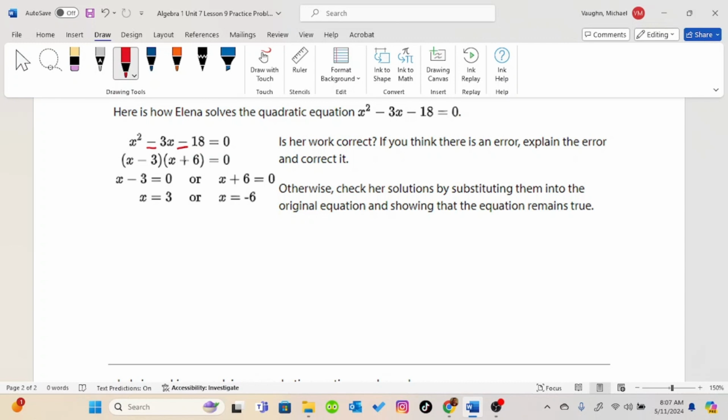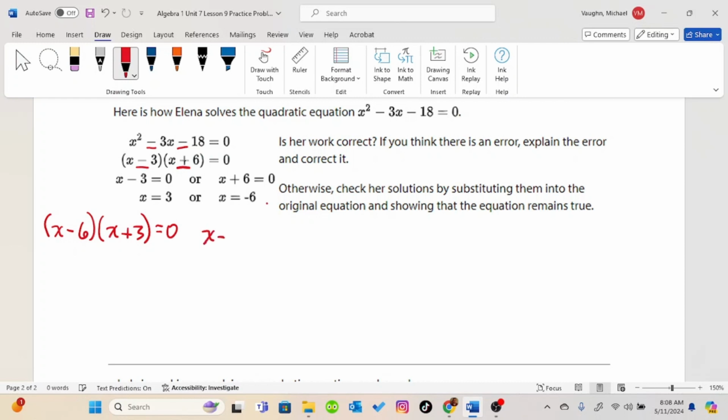Where Elena made a mistake is that the 6 should have been the negative and the 3 should have been the positive. If you multiplied this together, you would actually get plus 3x, not minus 3x. So if we correct that, then we have x minus 6 times x plus 3 equals 0.